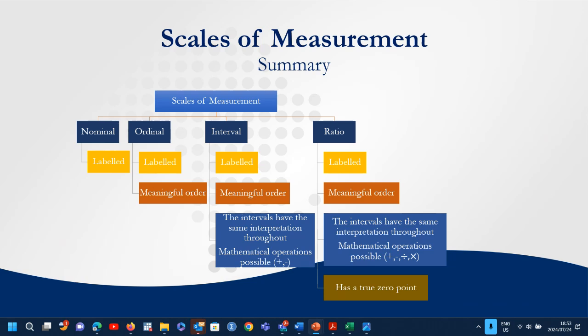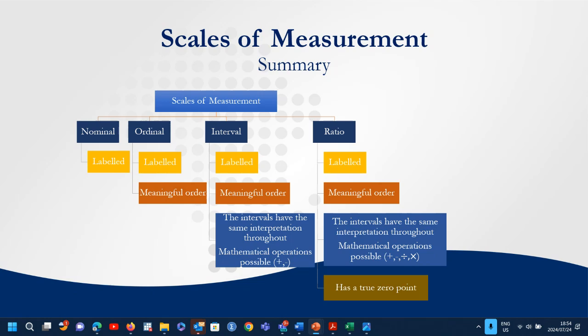If you say my hair color is brown, the other one says red, we can't rank them. They are just categories. Some categories can be ranked, and those are ordinal. Interval and ratio are numbers. Obviously, because they are numbers, you can order them. If I say I weigh 60 and the next person weighs 70, you can rank and order both of them.